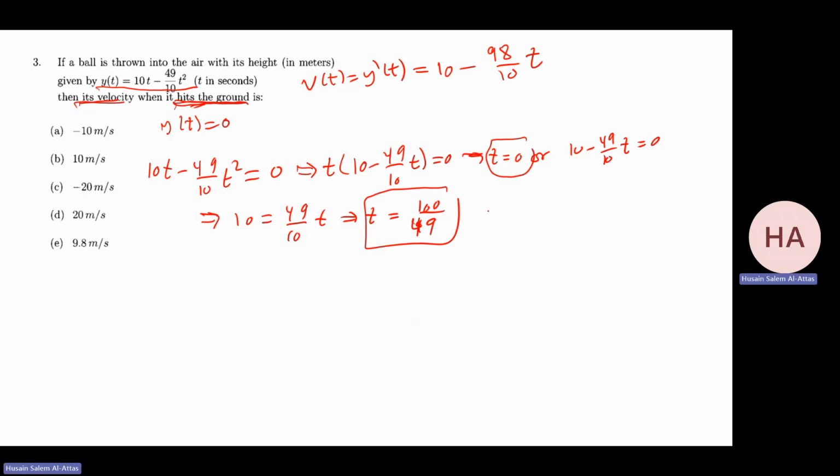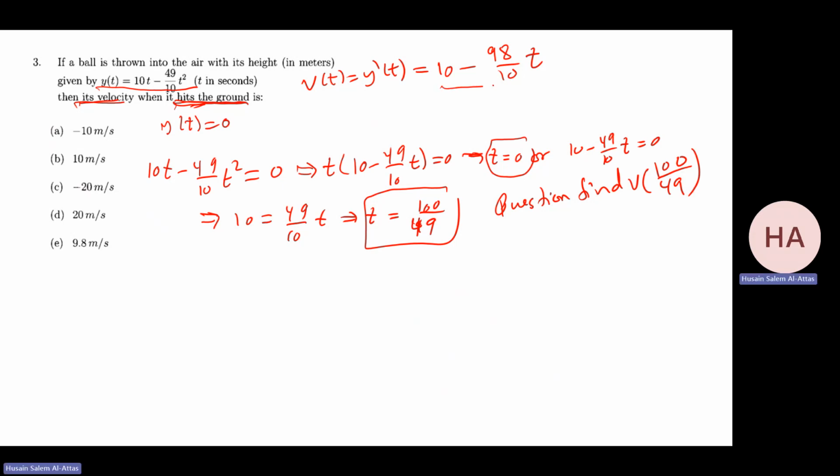So the question is what? Find the velocity at t equals 100 over 49. So let me do the calculation and see what will happen.